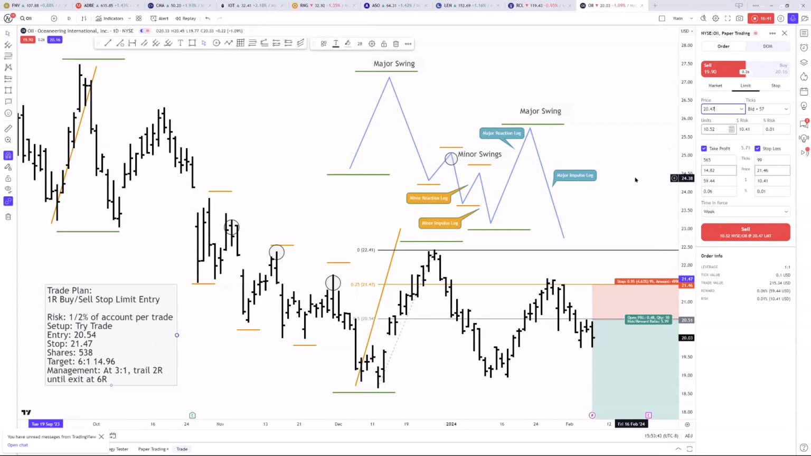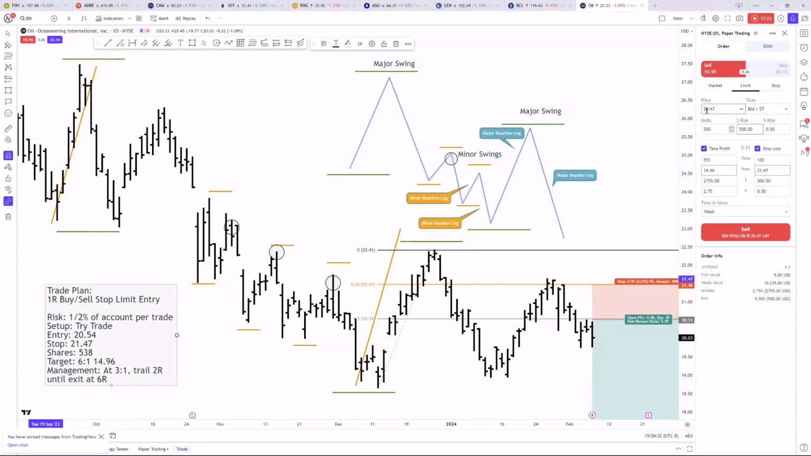And stop's going to be 21.47. And target's going to be 14.96. And it's going to be a $500 risk. And let's see, did it spit out the right amount of shares for us? All right, so 20.47, 21.47, 500. So it's spitting out 500. So let's double check that.